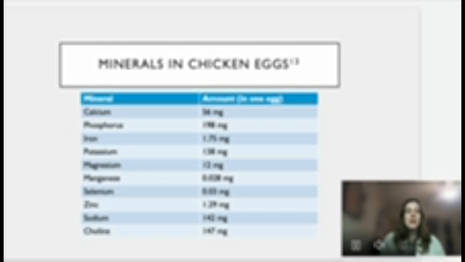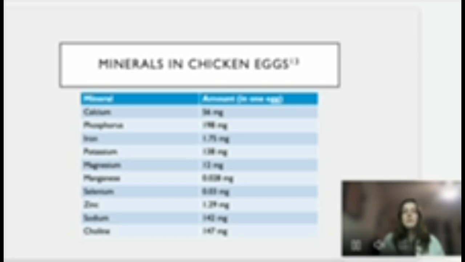Okay, so next I made this graph, which lists the minerals found in chicken egg, in the amount in one egg, which you have to remember is about 1.5 to 2 ounces. There are more minerals in chicken eggs, but these are the ones that I chose to compare to quail eggs because they are the most abundant.